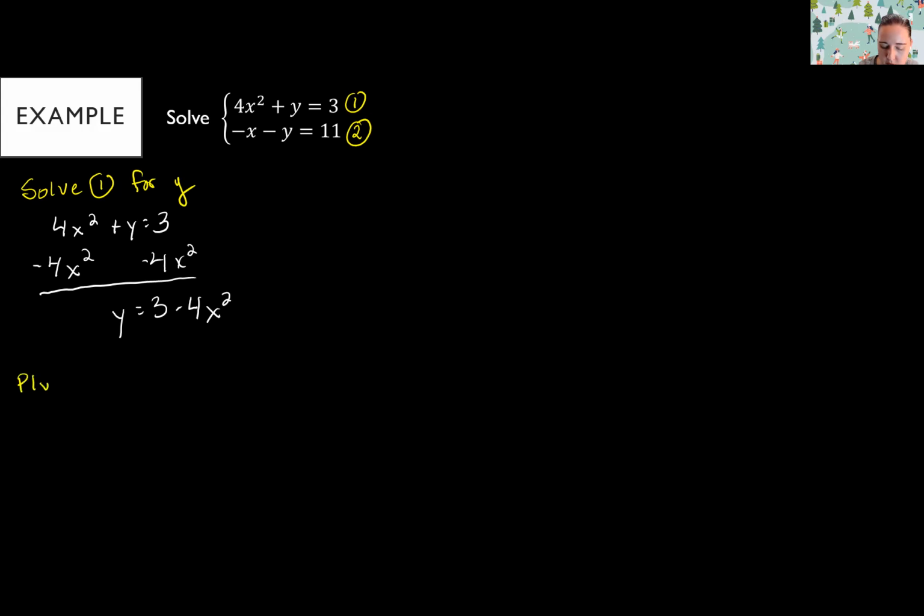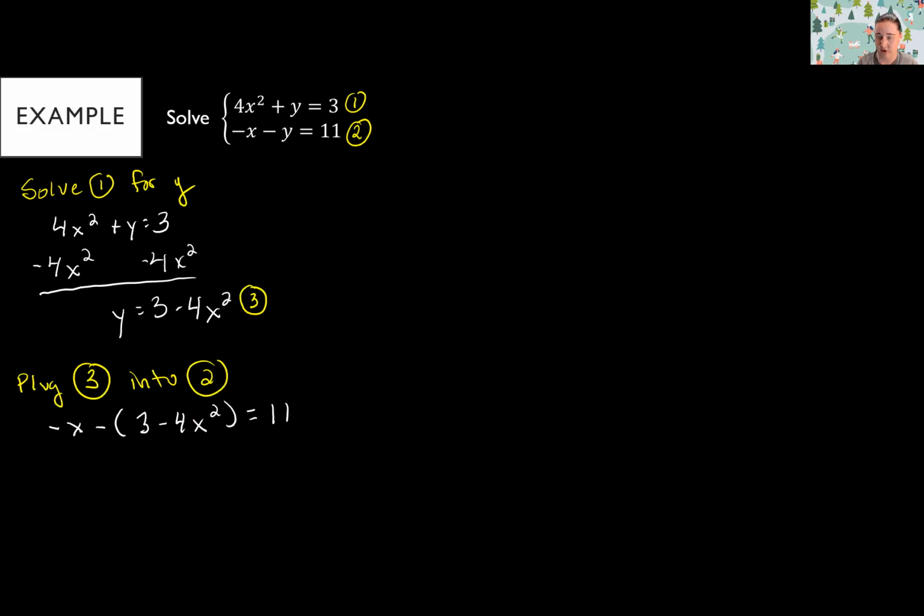Then we're going to plug in, I'm going to call this equation 3. We're going to plug this new equation 3 into equation 2. So we have negative x minus, and then instead of y, we're replacing that with 3 minus 4x. And then that's equal to 11.